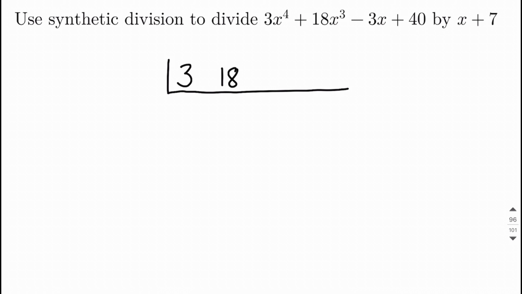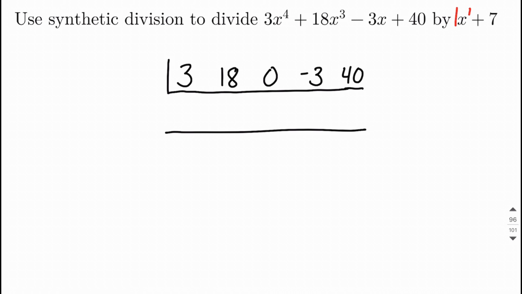So we need a placeholder there of 0x to the second power, minus 3x to the first power, and then a positive 40 for our constant at the end. I'm going to skip a row, leave it blank for now, and draw a horizontal line. And we're dividing by a special linear polynomial here. It's 1x to the first power, plus a number or minus a number.